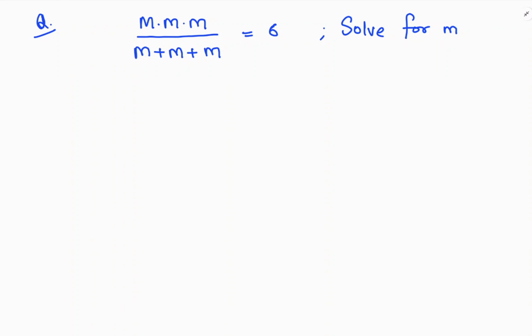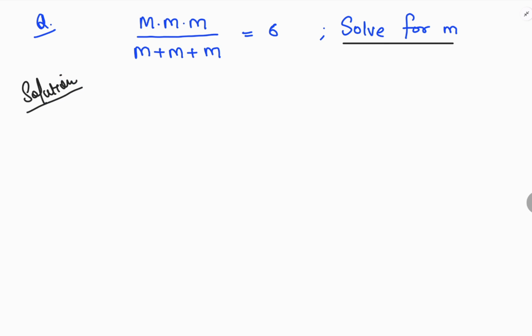I'm Upasana Taneja, and in today's video we have a question. We are given m dot m dot m, that is m cube, by m plus m plus m, that is 3m, is equal to 6, right? And we need to solve it for m. Okay, so how will we proceed?